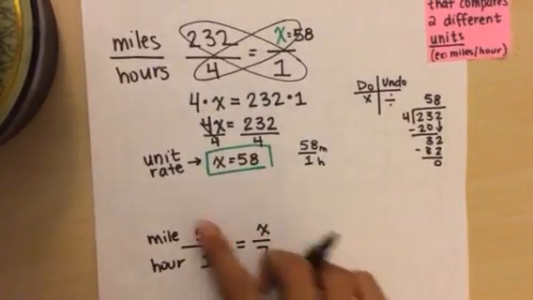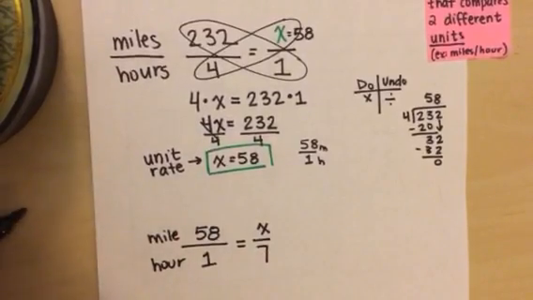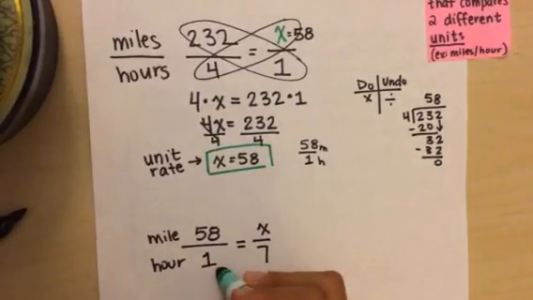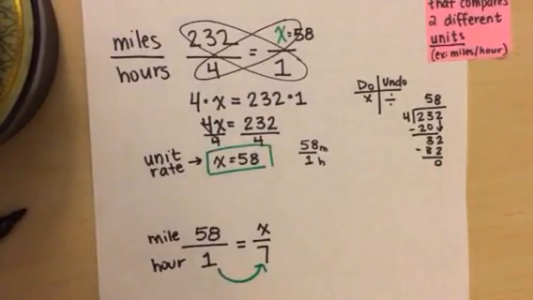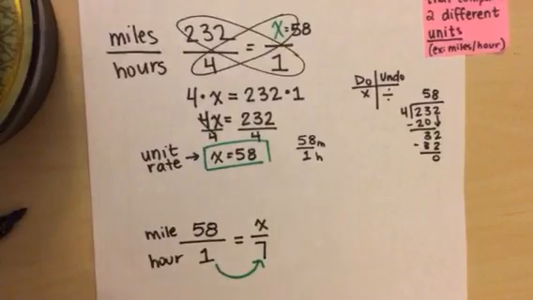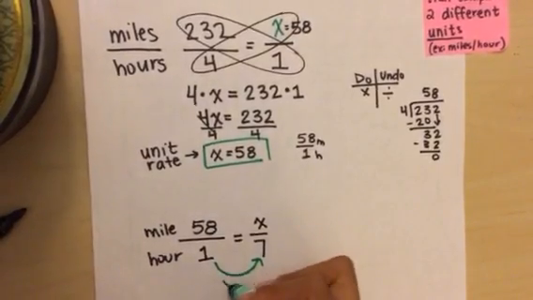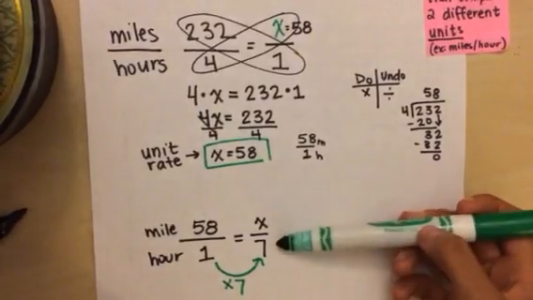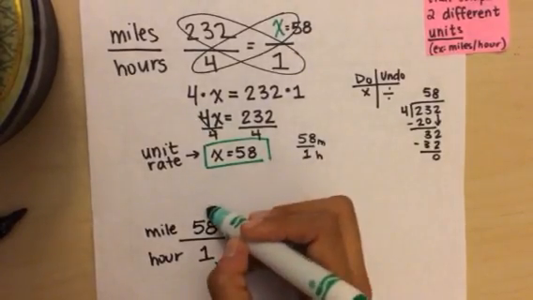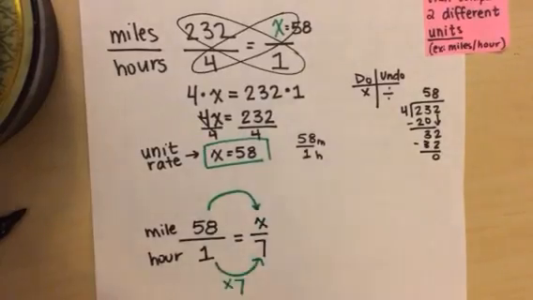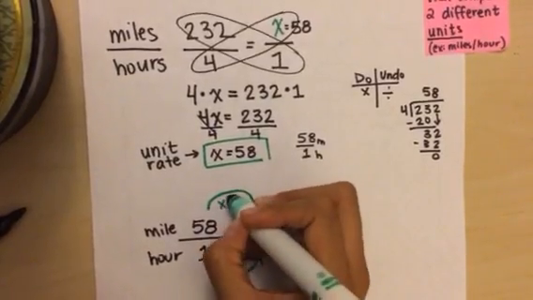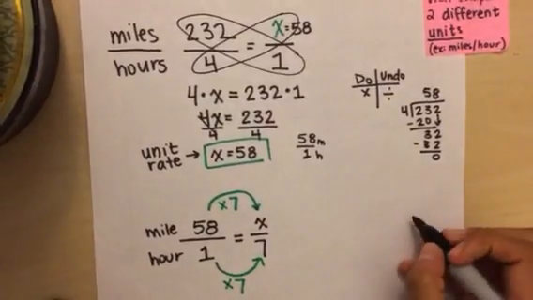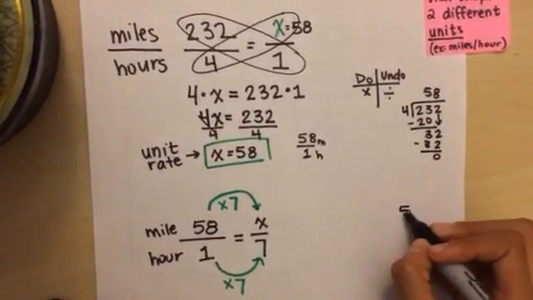Now I could cross multiply and divide, but something else cool that we can do with proportions is look for patterns in the numbers. So 1 goes into 7 an even amount of times, right? 1 times 7 will give me 7. So whatever I'm doing to the bottom, I need to do to the top because these are equivalent rates. So I'm going to just do 58 times 7. Going to move off to the side so my work stays neat.